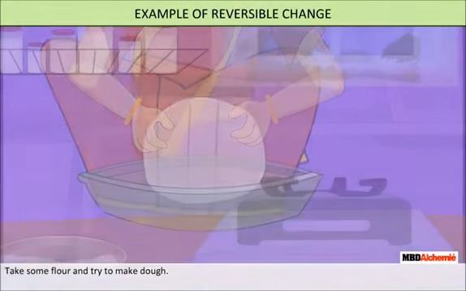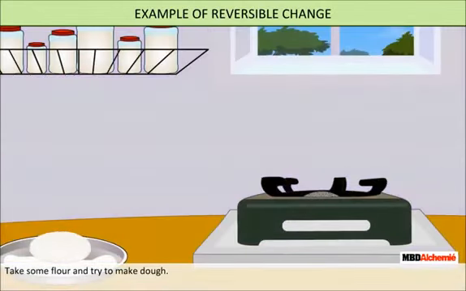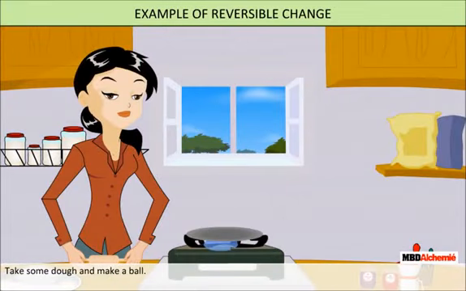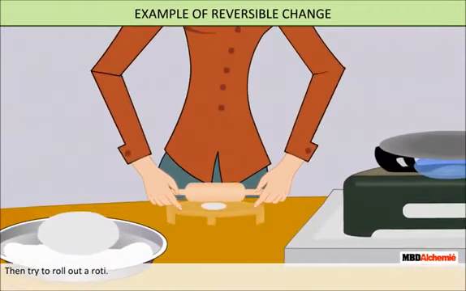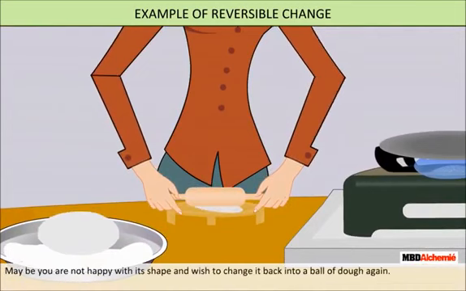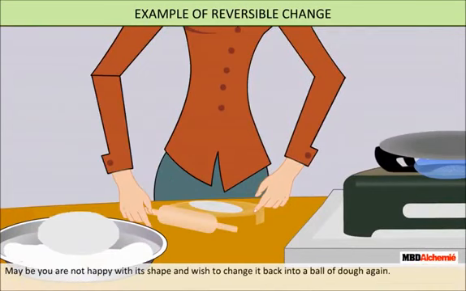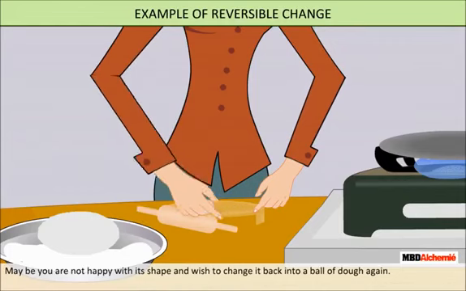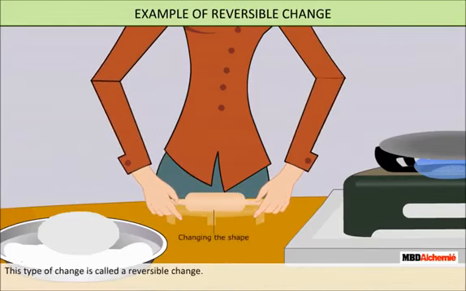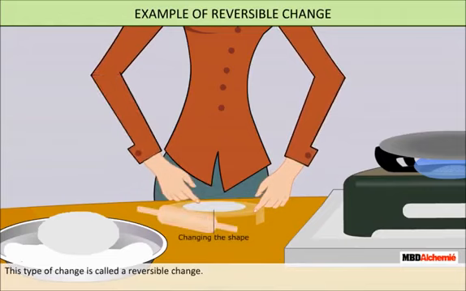Take flour and try to make dough. Take some dough and make a ball. Then try to roll out a roti. Maybe you are not happy with its shape and wish to change it back into a ball of dough again. This type of change is called reversible change.